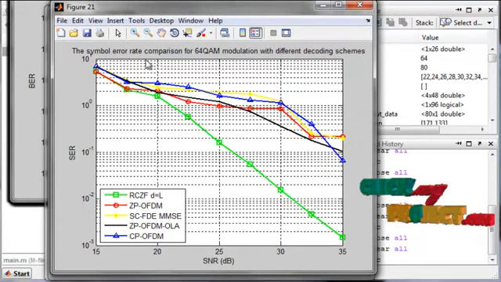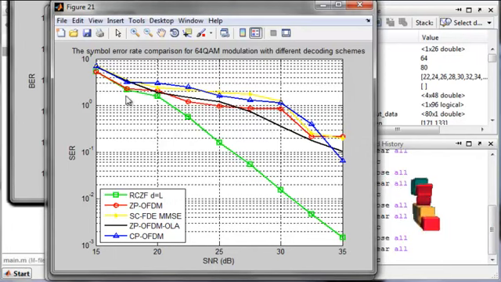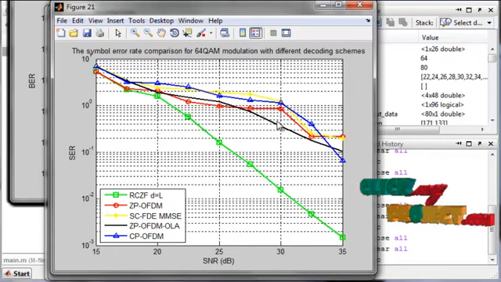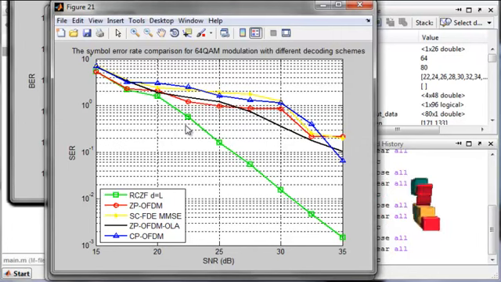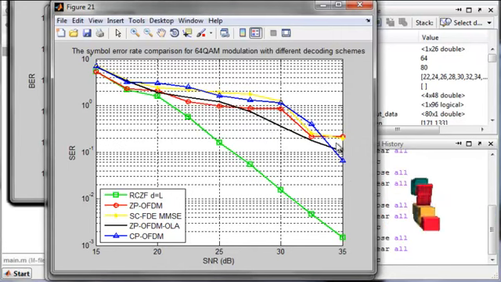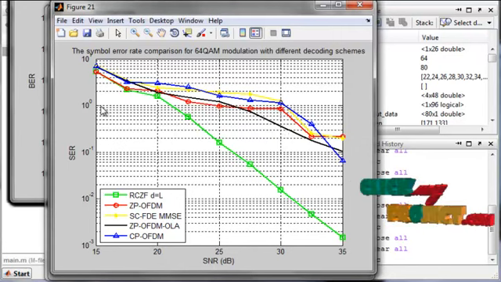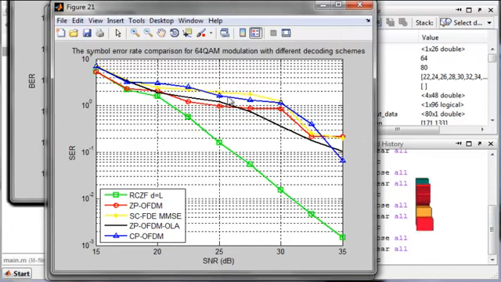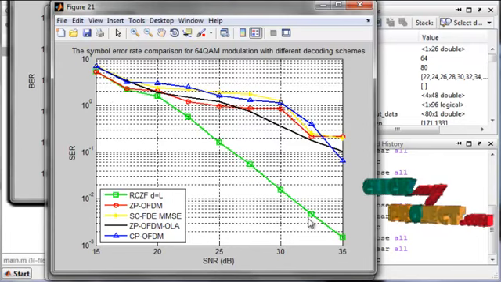This is a symbol error rate comparison of 64 QAM modulation with different decoding schemes. This is our proposed one. These are the existing systems. So comparing to all the existing systems, our proposed one is very minimized. So this is the SNR versus SER, comparing to all the existing results, that is ZP, SC and CP. Compared to all the results, the reduced complexity ZF graph is minimized.